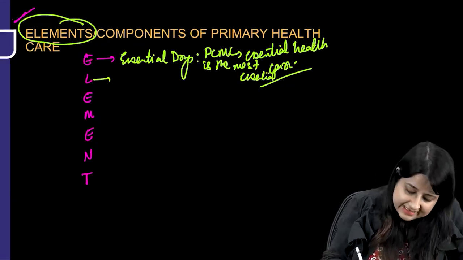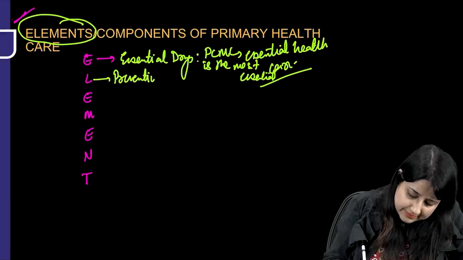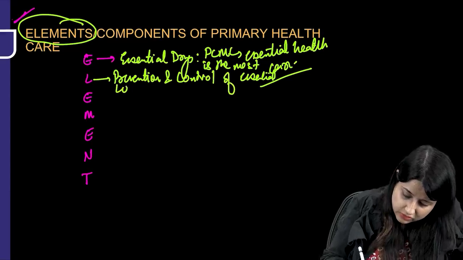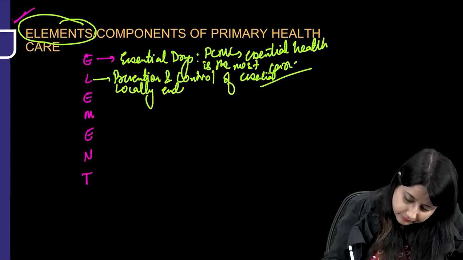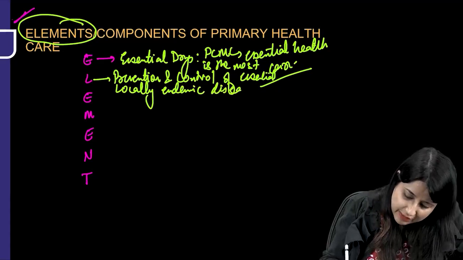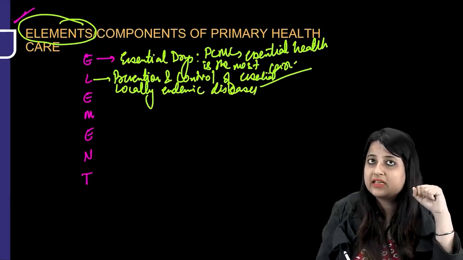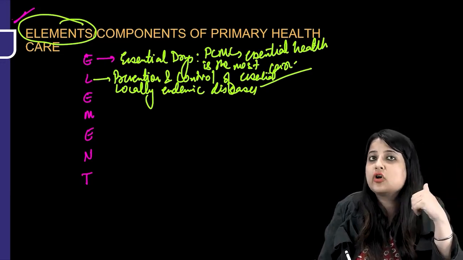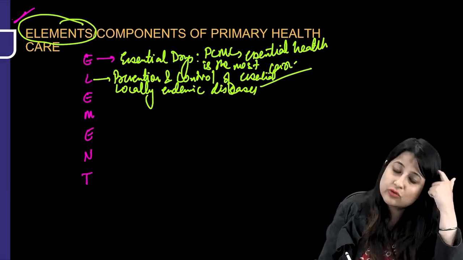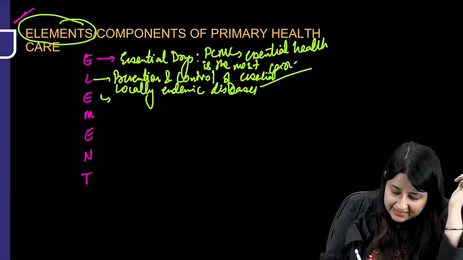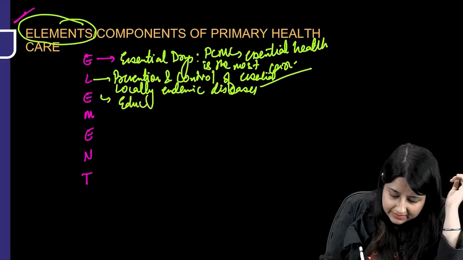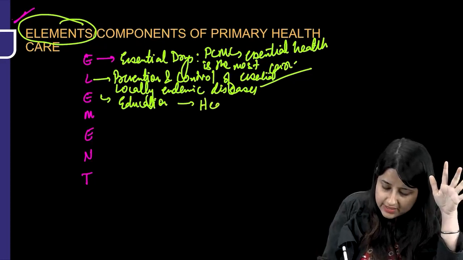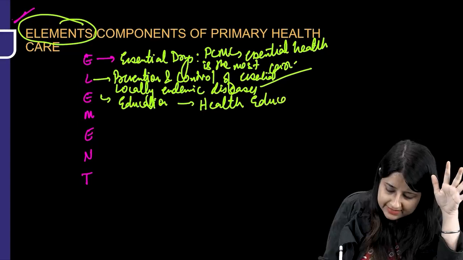Then what is L? L is prevention and control of locally endemic diseases. Now, let's say Japanese encephalitis is endemic somewhere. It's an endemic disease, so we should be able to prevent and control that. How? By ensuring that vaccination for Japanese encephalitis is always available. What is E again? E over here means education. Not primary or secondary class education, no, this is health education. All right, this is important.